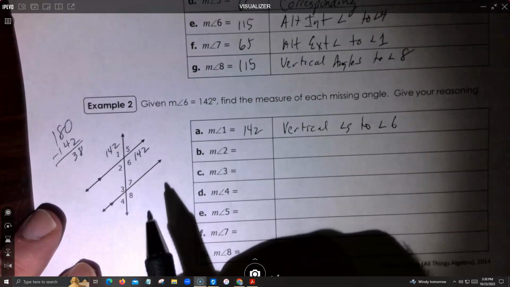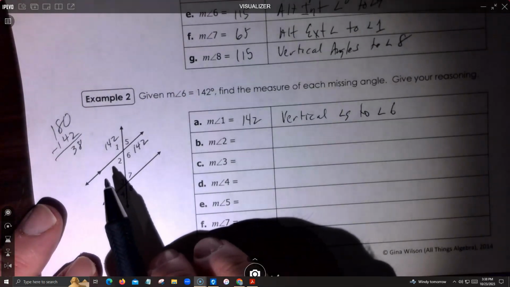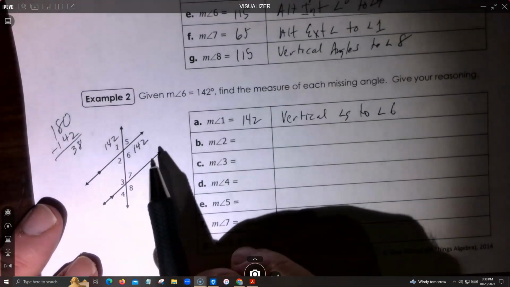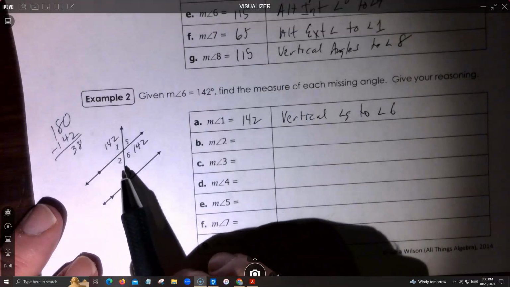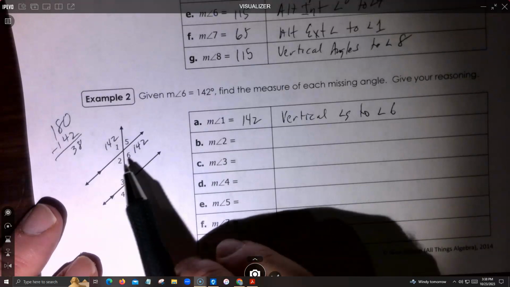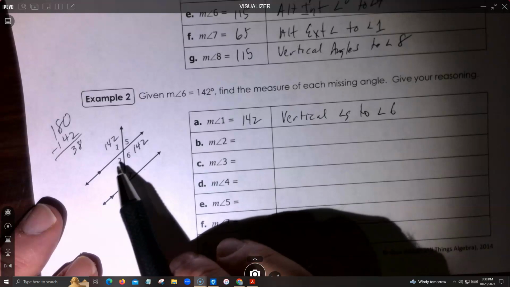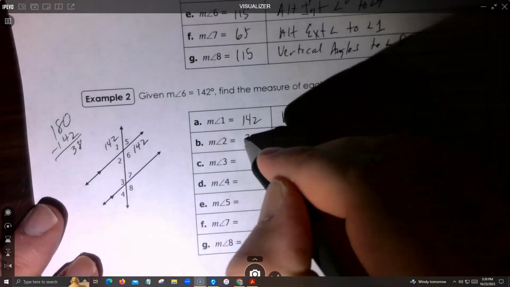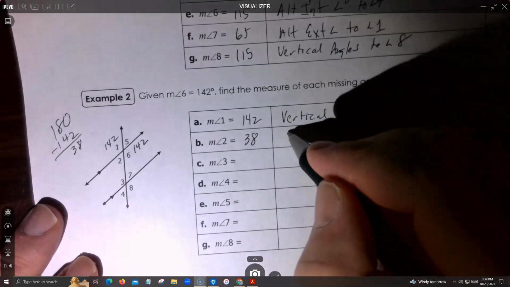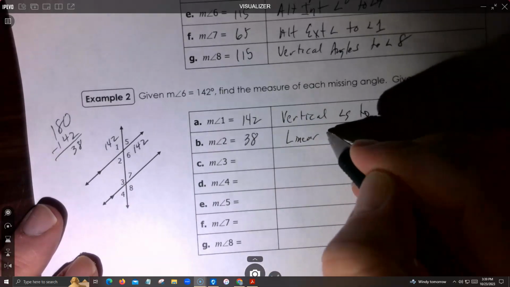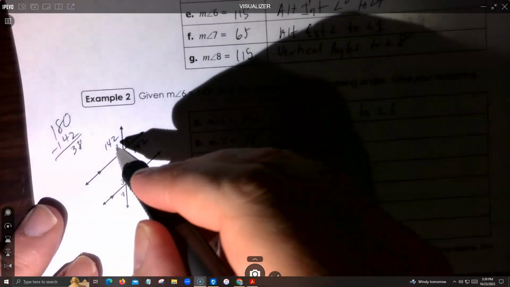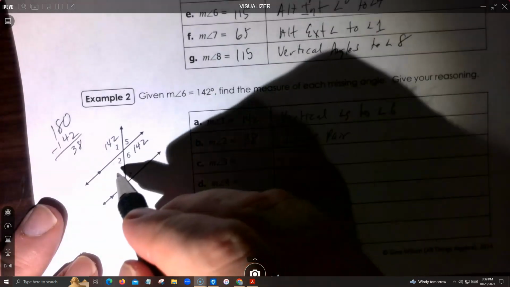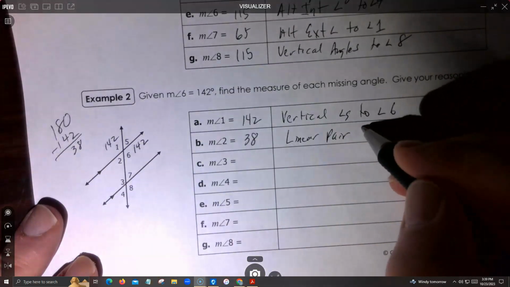Okay, angle 2. Well, right now, based on the information that I have written so far, I can say linear pair to angle 1 or linear pair to angle 6. Either one of those must be right. So this is going to be 38, and this is going to be a linear pair. And again, you can say linear pair to angle 1 or linear pair to angle 6.